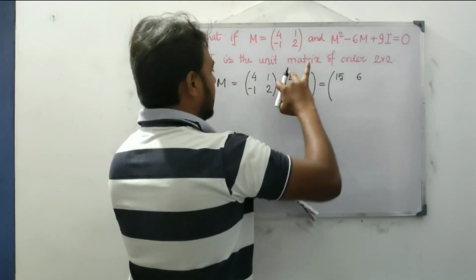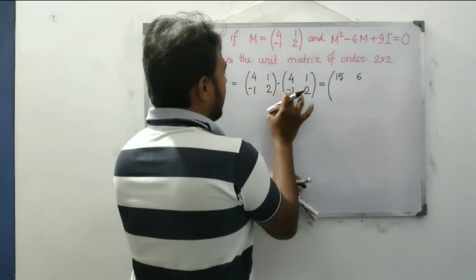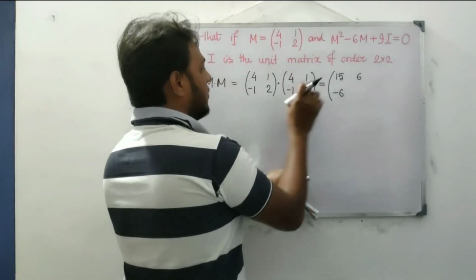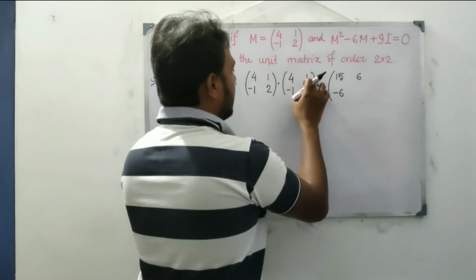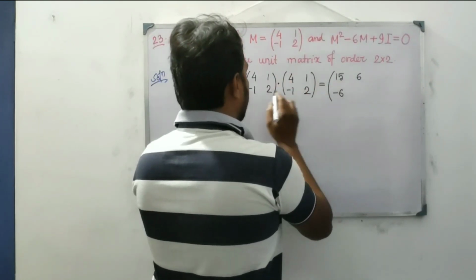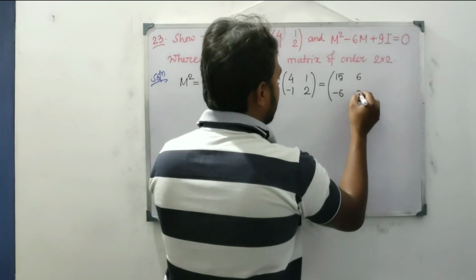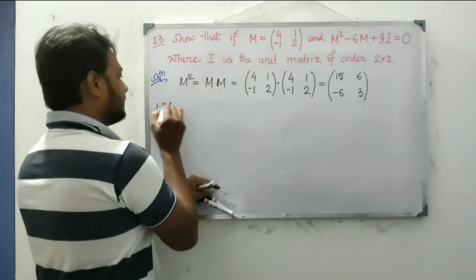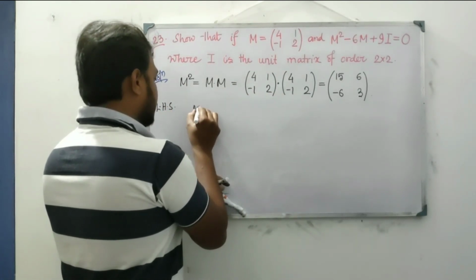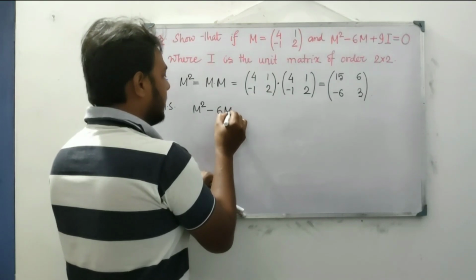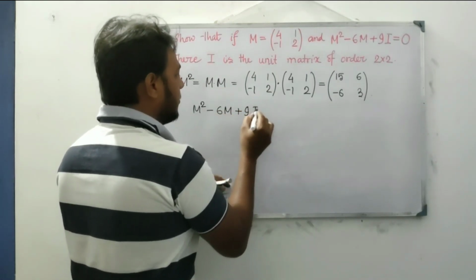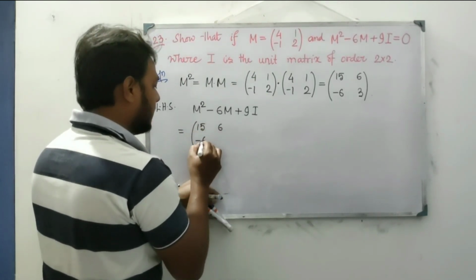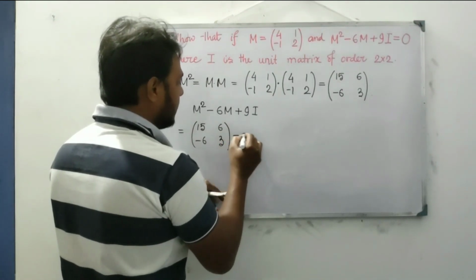Now second row and first column. Second row and first column means minus 4, minus 2, that means minus 6. And second row, second column, 1 into minus 1 plus 4, that means 3. So this is m square. Now consider the left hand side. The left hand side is m square minus 6m plus 9i. Now put the values. M square means we have 15, 6, minus 6, 3.